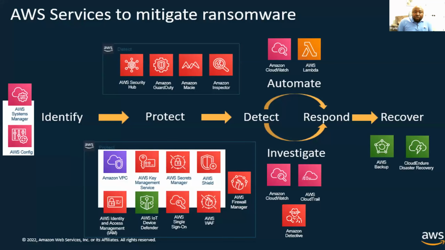So what can we do? AWS, like what we see on the diagram here, has explicit services that you can use to mitigate ransomware. It involves all best practices.